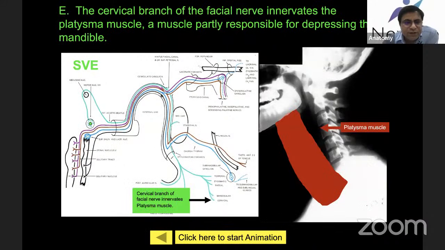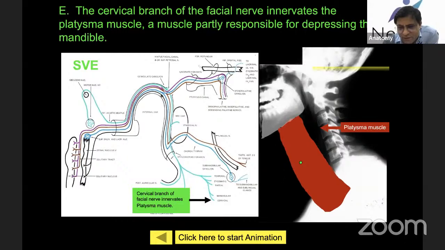Then you're seeing the cervical branch of the facial nerve, which innervates the platysma muscle, a muscle partly responsible for depressing the mandible, right? So here you're seeing this new stimulus arising in this motor nucleus. This stimulus will run along the course of the facial nerve. Then through the cervical branch, it will reach the platysma, right? And will help in depressing the mandible.